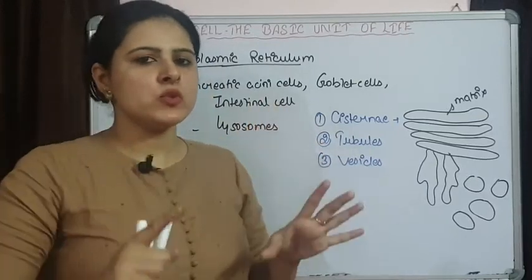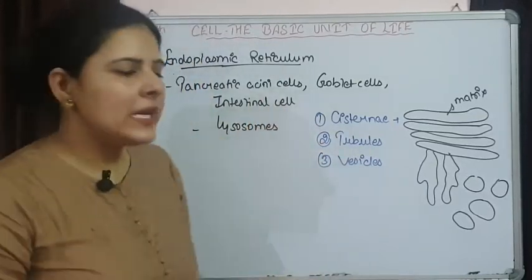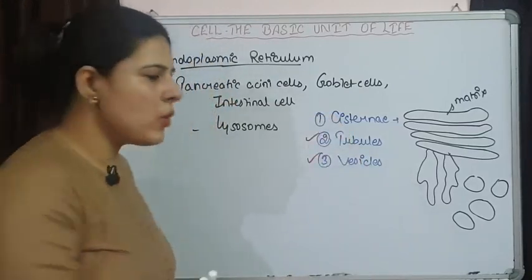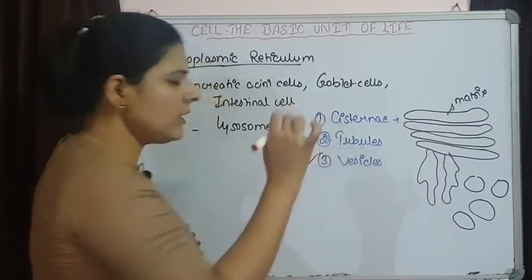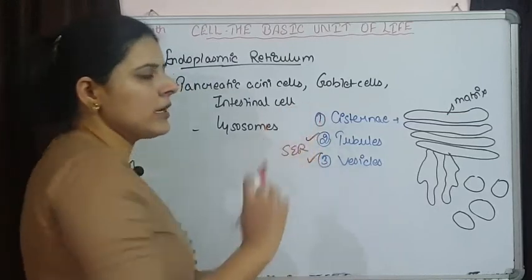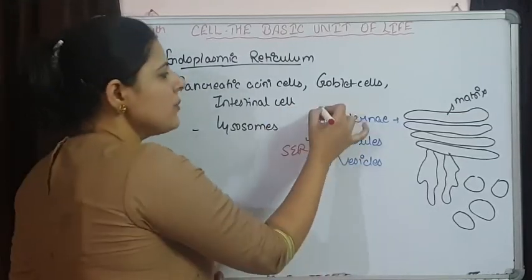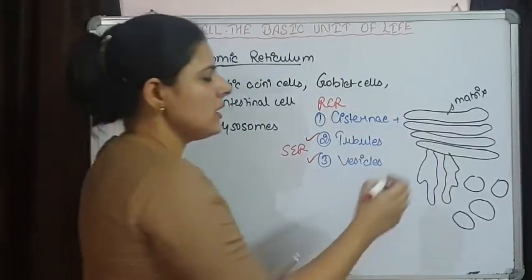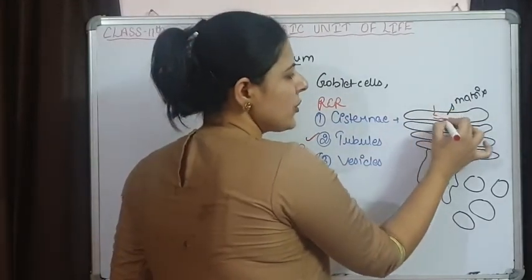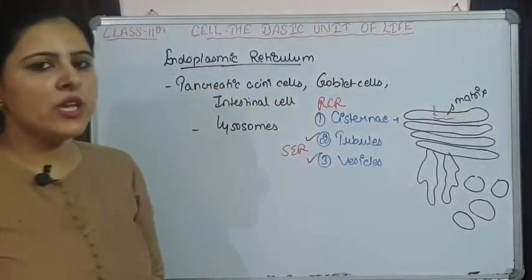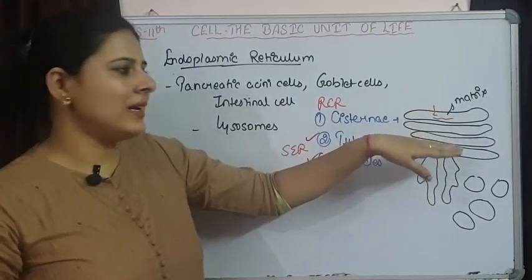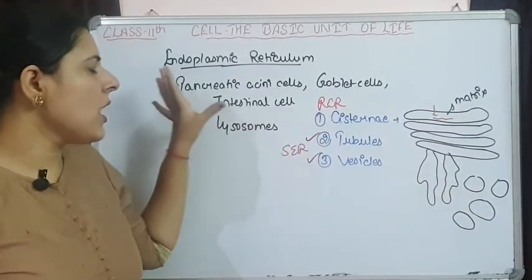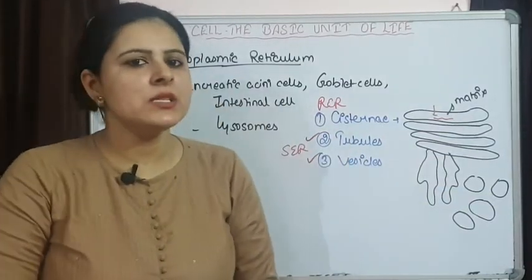If we talk about smooth endoplasmic reticulum, then in smooth endoplasmic reticulum the number of tubules and vesicles are more in SER, while if we talk about rough endoplasmic reticulum, then the number of cisternae are going to be more, because inside these cisternae a newly formed protein will enter, and modification of this protein is going to occur in these cisternae. So, this is how endoplasmic reticulum is present.